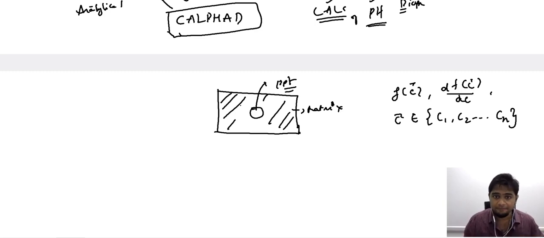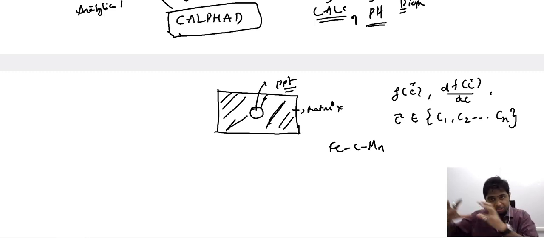Supposing you have an Fe-C-Mn system, a manganese steel, the concentration of the matrix will be reflective of the phase that you are interested in. So the concentration of the matrix will have the specific composition associated with a given phase, and the precipitate will have a specific composition associated with a given phase. The matrix can be austenite, the precipitate can be ferrite.